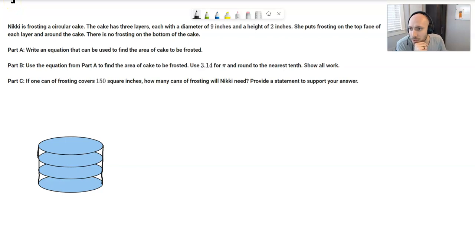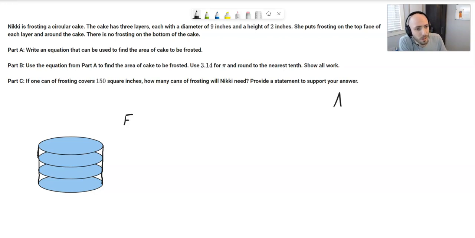The first thing we need to do is write an equation that can be used to find the surface area of the cake to be frosted. So I'm going to represent the surface area of the cake to be frosted with F, F for frosting, and I need to figure out what sort of equation I can use for that. Well, I know that I need to frost the area of 3 of these circles. So my area formula is probably going to be part of this.